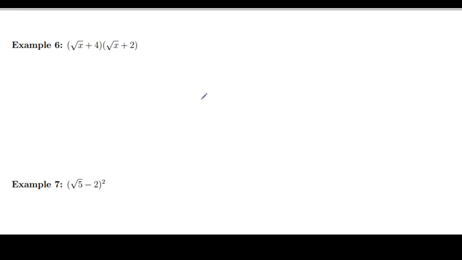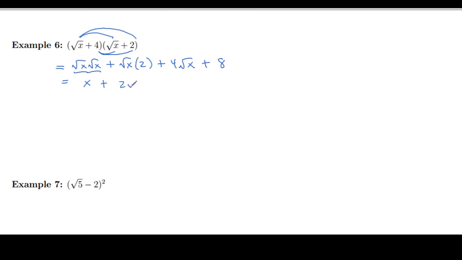Okay, so for this next one, we're going to have to do the same thing. We have two binomial terms, right? So we'll use FOIL, right? So first we'll have root x times root x. Outside we'll have root x times 2. And then inside we'll have 4 root x. And then the last terms will be 4 times 2, which is 8. Okay, so then these two combine to give us x. And then we have 2 root x, 4 root x, plus 8. And then these two we can combine by coefficients, so we'll have x plus 6 root x plus 8, right?